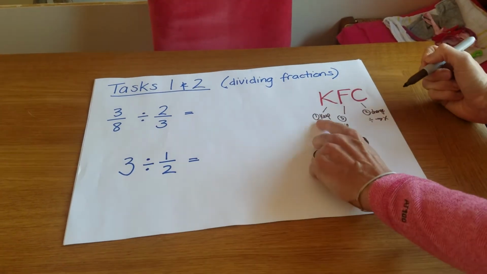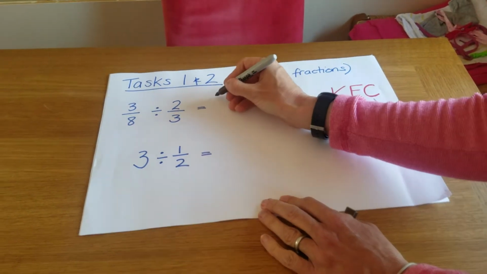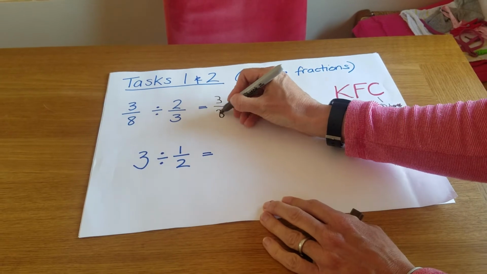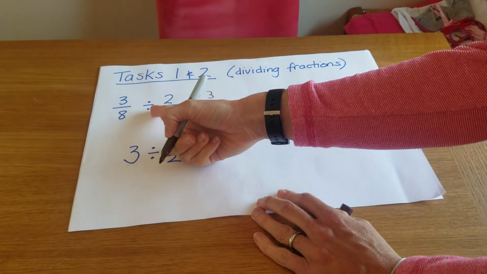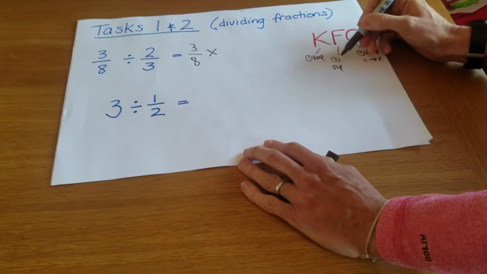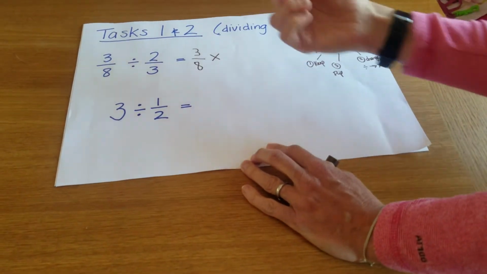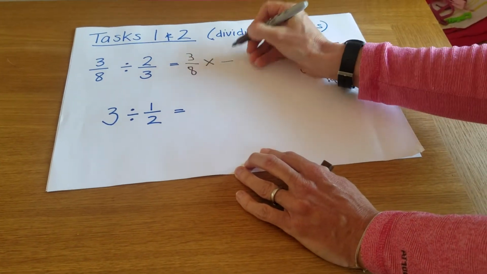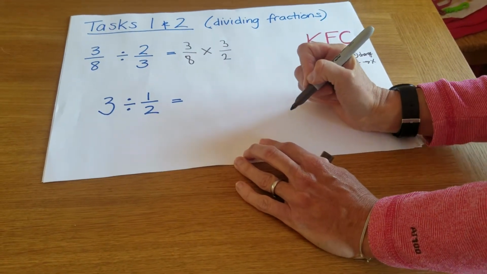So let's give this a go. Let's follow this. We have keep. We're going to keep 3/8. We're then going to change the sign. So I'm going to change this to a multiplication. And lastly, I'm going to flip the last fraction. So I'm going to flip this upside down, which means it's going to be 3/2 instead of 2/3.